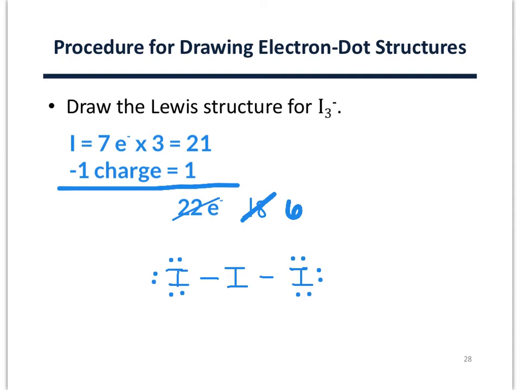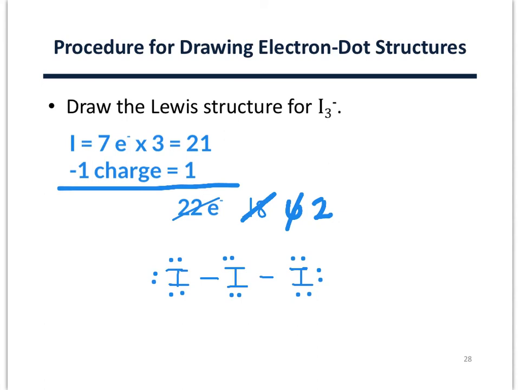I can put 2, 4 on the central atom, and this gives the central iodine atom a share of 2, 4, 6, 8 electrons, and means that I now have used up all but 2 of the electrons in my valence count. All 3 of the iodine atoms have a share of 8 electrons. They all have a complete octet.